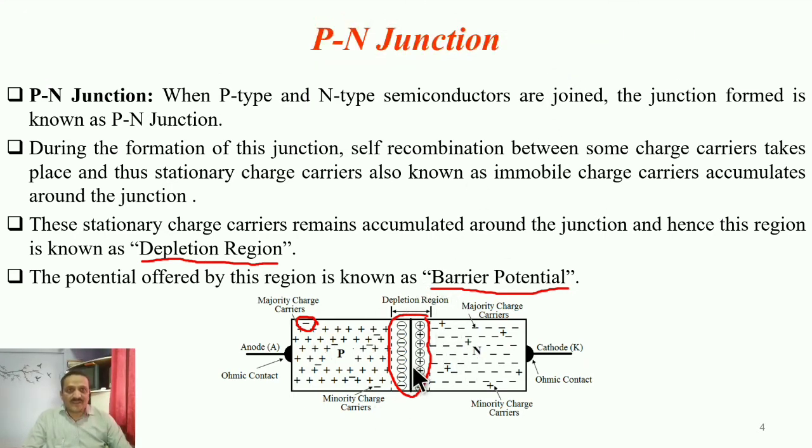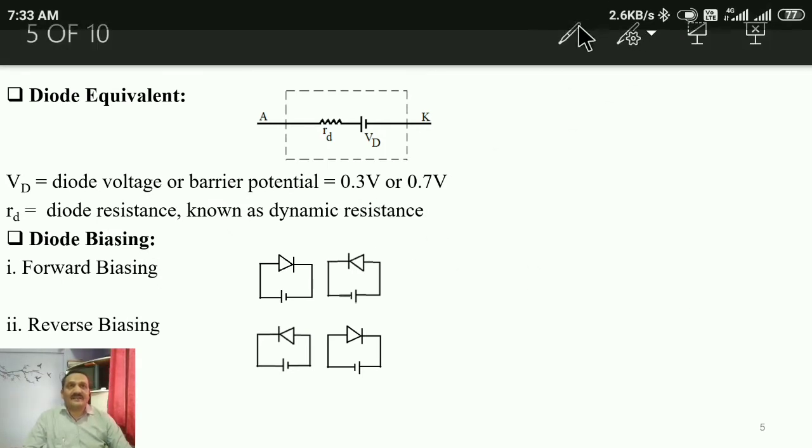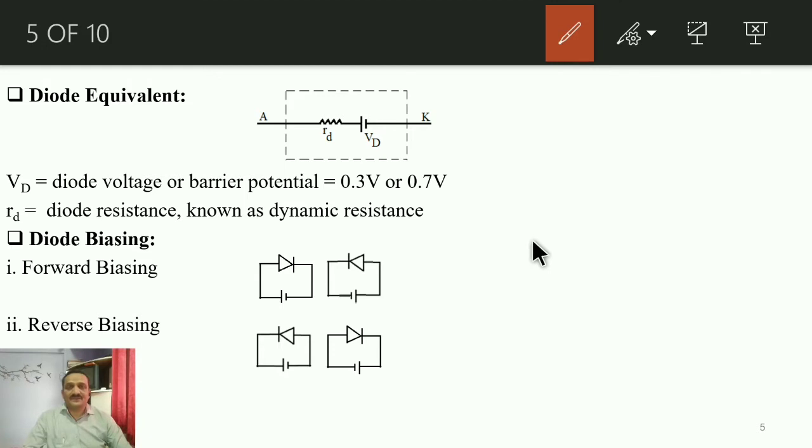And that wall has its own strength, we can say in our electronics language. That strength is either 0.3 volt or 0.7 volt, and that depends on which type of material is used for the manufacturing of that PN junction. So if it is germanium, then that barrier potential is 0.3 volt, and if it is silicon material, then that barrier is 0.7.